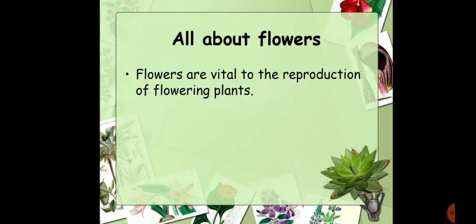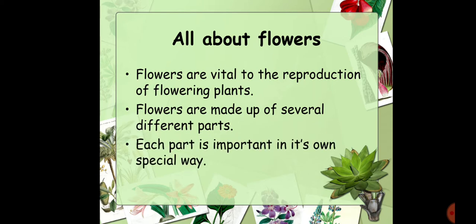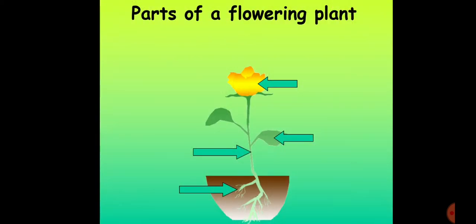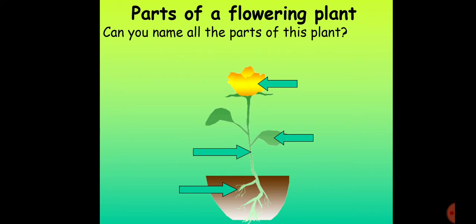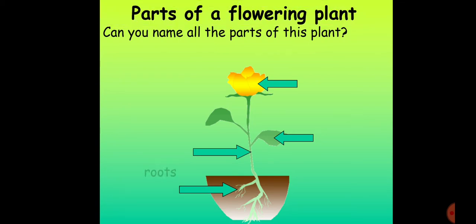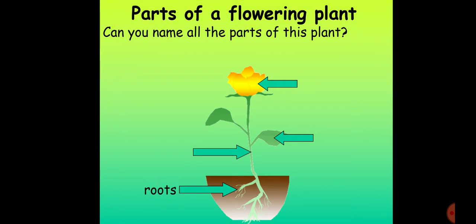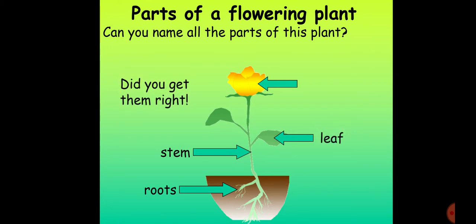Flowers are vital to the reproduction of flowering plants. Flowers are made up of several different parts. Each part is important in its own special way. Can you name all the parts of this plant? These are roots, stem, leaf, and flower itself.